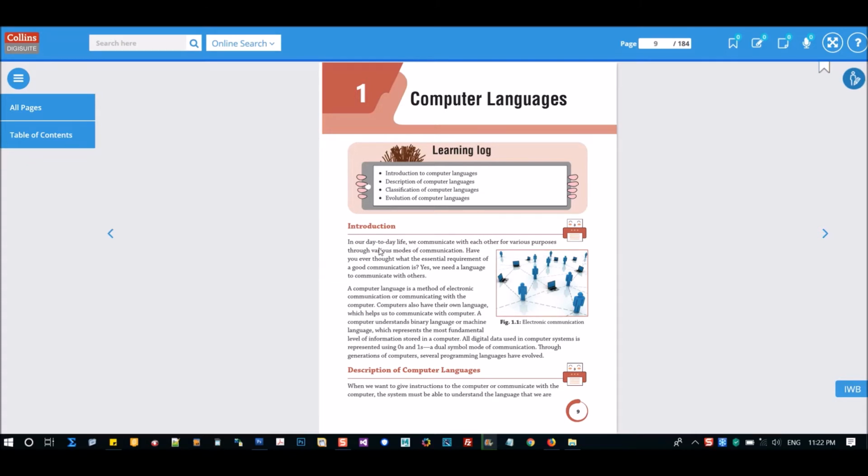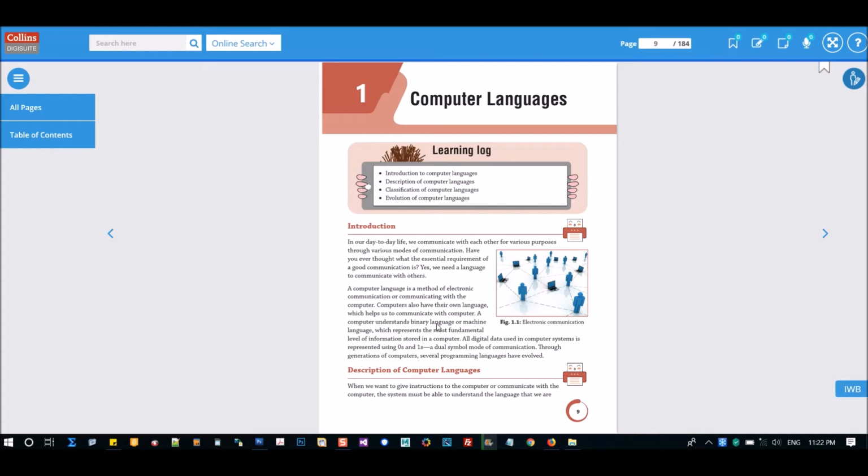In our day-to-day life, we communicate with each other for various purposes through various modes of communication. Have you ever thought what the essential requirement of a good communication is? Yes, we need a language to communicate with others. A computer language is a method of electronic communication, or communicating with the computer. Computers also have their own language which helps us to communicate with the computer.